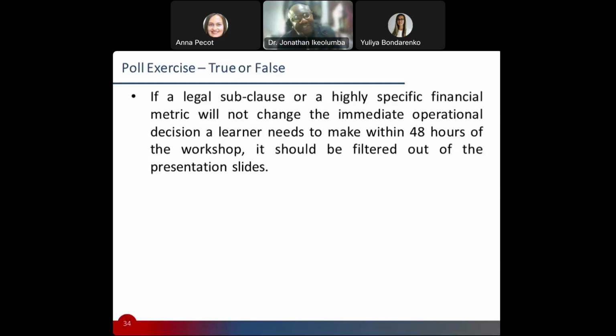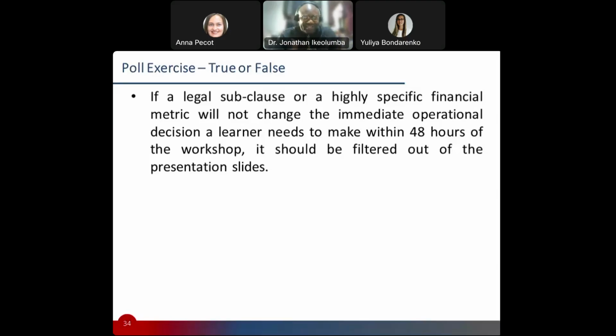So let's say, for example, there's something you're training that involves you stating a legal subclause, and you think that will not change the immediate decision of the learner within the next 48 hours. I guess I might have given the answer with this. Do you think it should be filtered off the presentation slide?